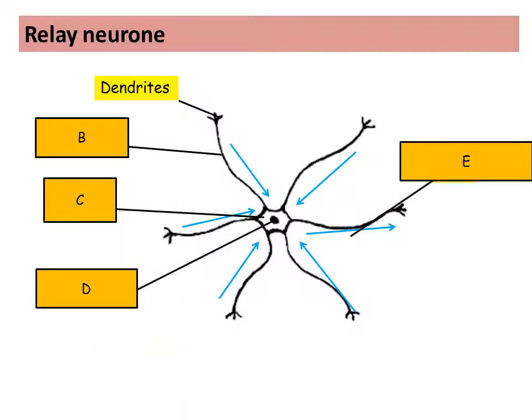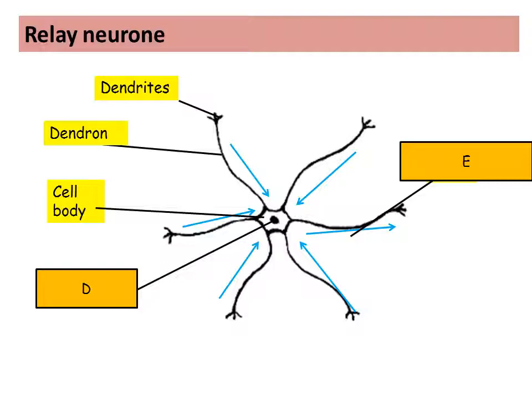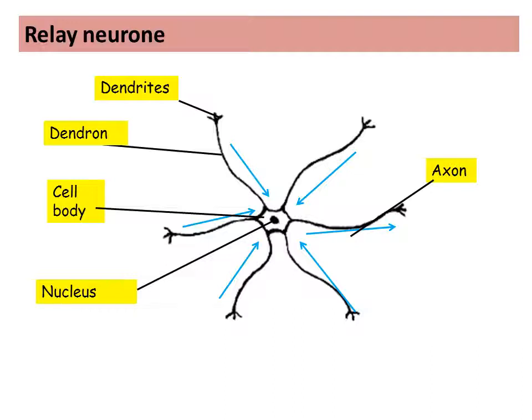So we've got dendrites here at the end, and dendrites joining up together to form a dendron, and that carries the impulse towards the cell body, which is much more centrally located on this diagram. We've also got a nucleus in the centre of the cell body, and leading away from the cell body we have axons, and the axon is carrying the information away from the cell body and is going to terminate in these terminal endings that we would have had in motor and sensory neurons.